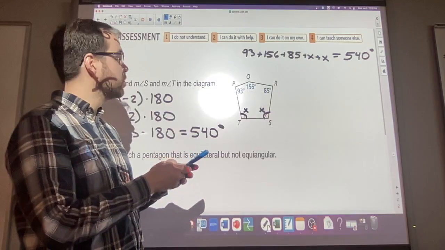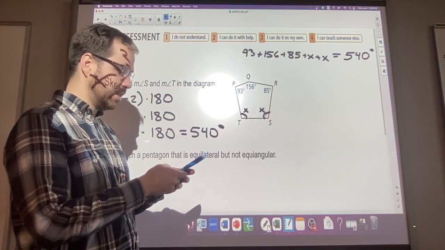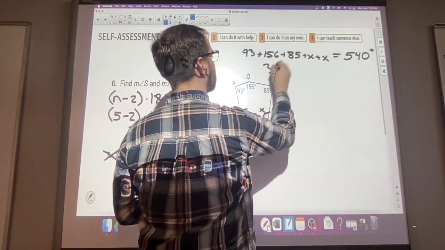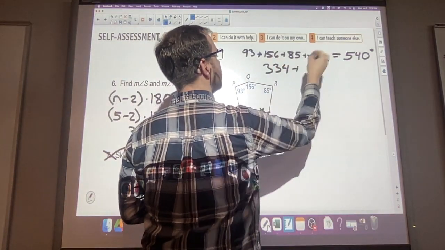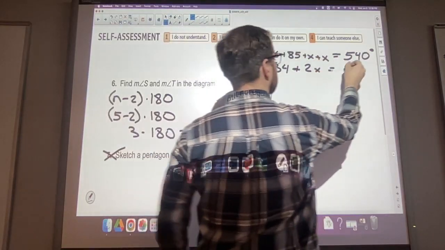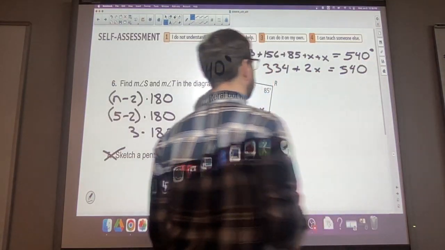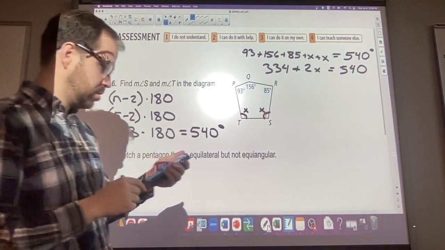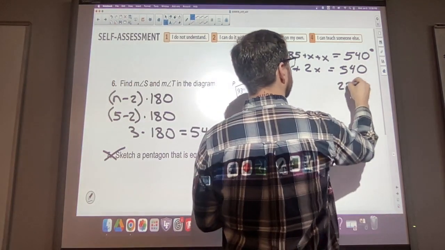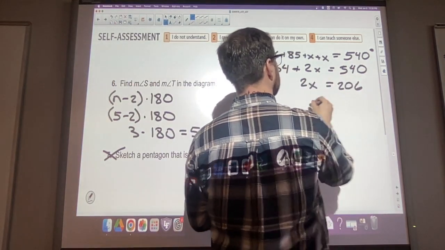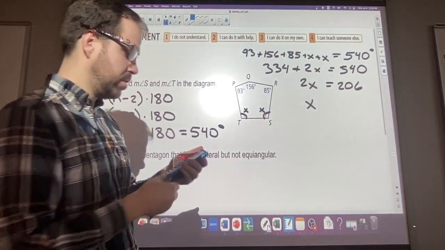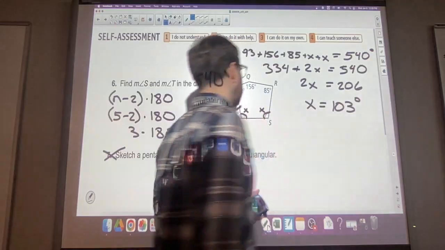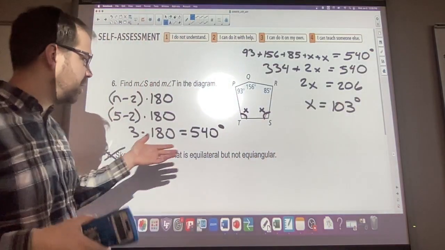So we got 93 plus 156 plus 85. I got 334. And I can combine these two x's to be just 2x. All right, should be able to solve from here. Let's subtract the 334. So we get 206 equals 2x. And we can divide by 2, and we get x equals 103. And they're the same, so they're both 103.